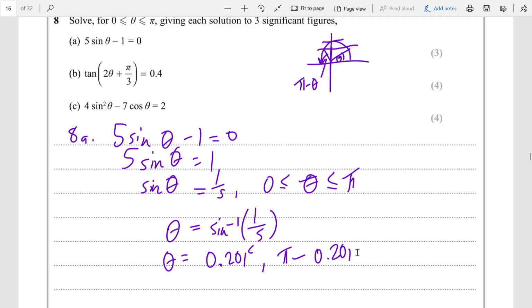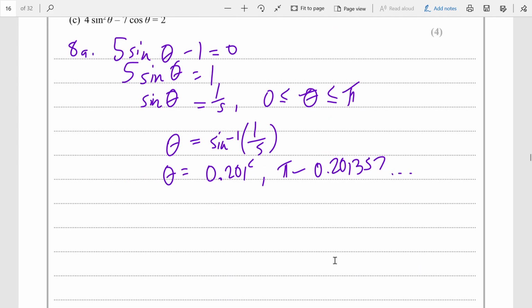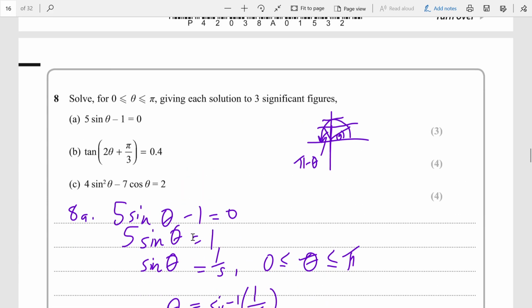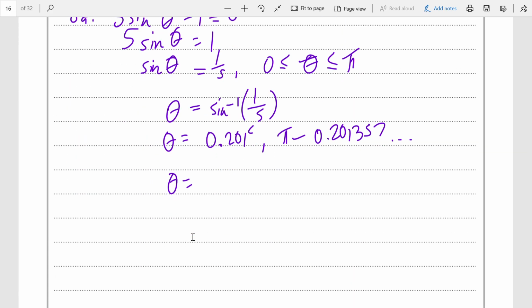And in this case, because we've not fully evaluated that one yet, so pi minus 0.201357. Alright. If we actually evaluate this on the calculator, shift pi minus ans, meaning the previous answer, 0.201357, that exact number that we got from the calculation on the calculator, it will give us 2.940. The question is asking us to give each solution to 3 significant figures. Since this is above 1, 3 significant figures would just be 2.94.